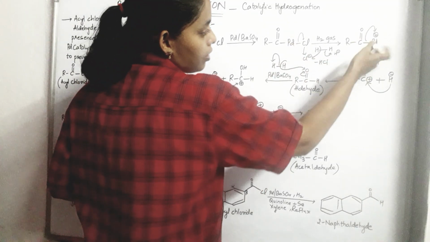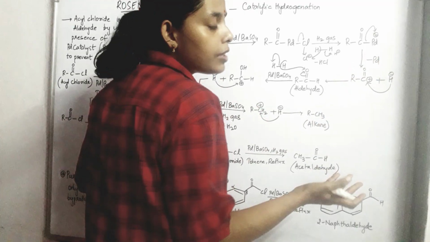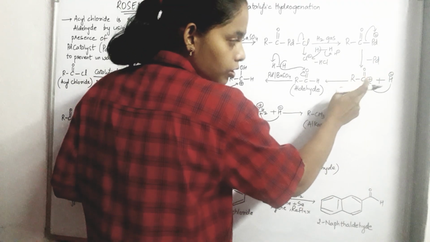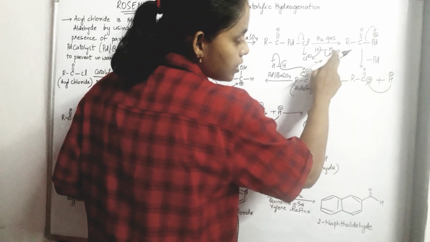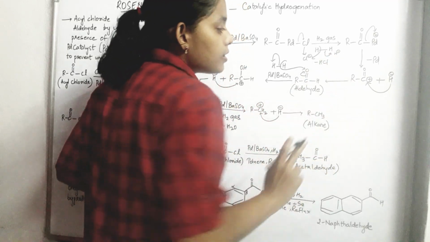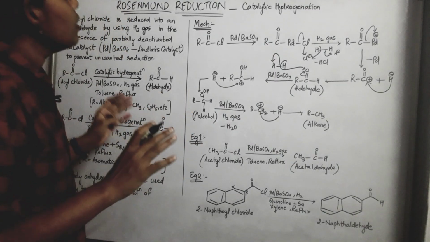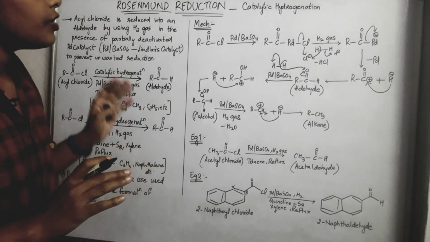Now palladium will take the electrons from carbon. Palladium is eliminated. Here the carbonyl carbon will get a positive charge. Now the hydride which is formed here will attack at this site and will give us our aldehyde. So this is the mechanism for Rosenmund reduction.